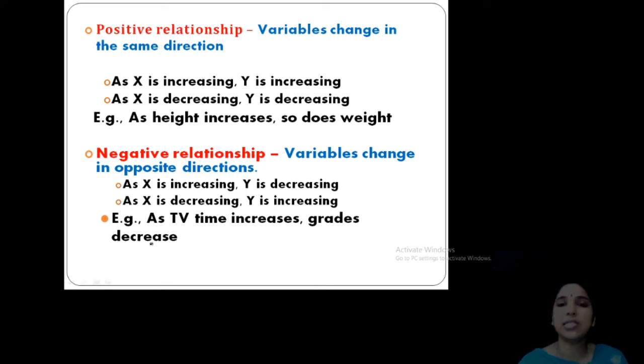Then the positive relationship, I already told you, is when variables change in the same direction. When x is increasing, y is increasing. When x is decreasing, y is decreasing. When height increases, weight also increases. Negative: x is increasing, y is decreasing, or x is decreasing, y is increasing. When TV time increases, grades will decrease.